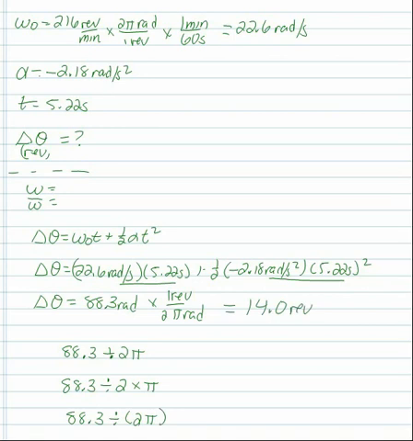And again, the very quick check is 2 pi is about the number 6. 88.3 divided by 6 is about 14. So when you look at this, it makes sense. So look at the numbers before just writing down the answer. If you don't, you're going to make those big mistakes.